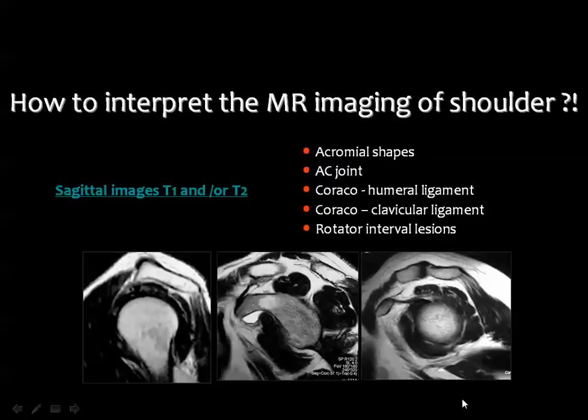The sagittal images are very important for evaluation of the acromion shape, the four shapes you know, and the acromioclavicular joint for osteoarthritis and so on. The sagittal images are also essential for evaluation of the coracohumeral ligament, the coracoclavicular ligament, and the rotator interval lesions, which are located between the supraspinatus and the subscapularis tendons.